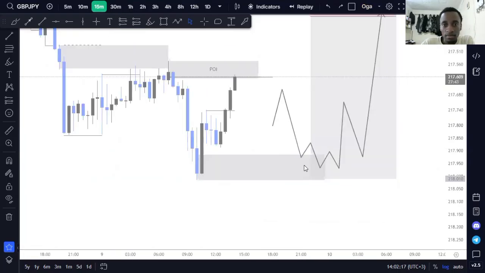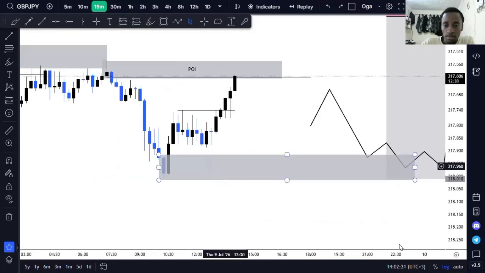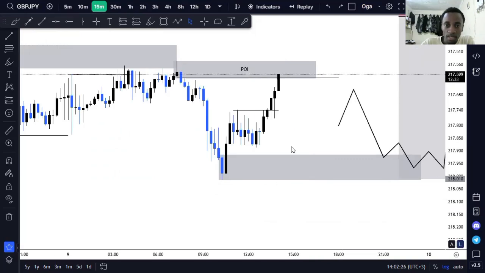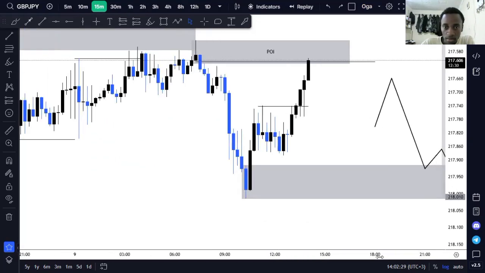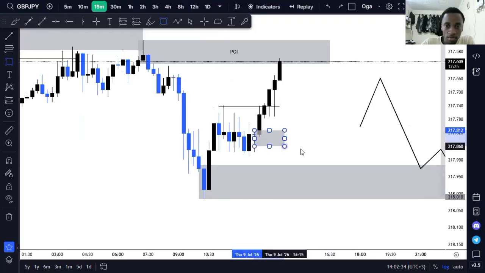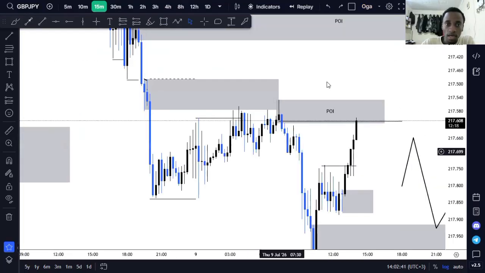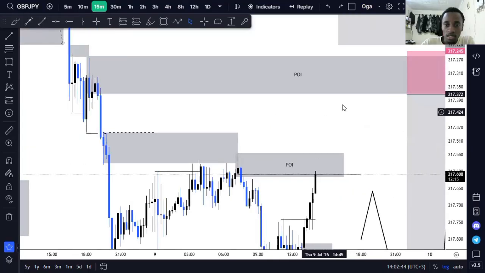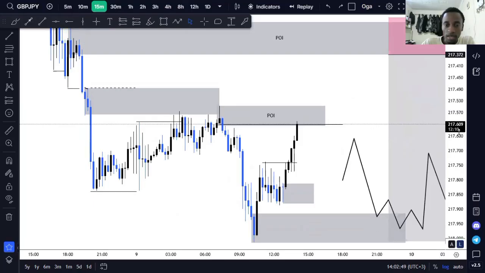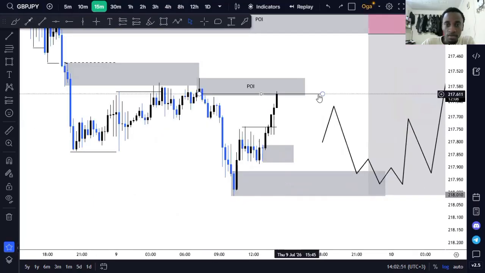Let me check on 15 and 10 minutes to see if there's a structure inside here. There's that untapped order block, okay, and also another structure here that is quite open and untapped. So it can pull back to either this one or this order block and continue pushing to come to this area. When it reaches this area, that's when entries could come from.